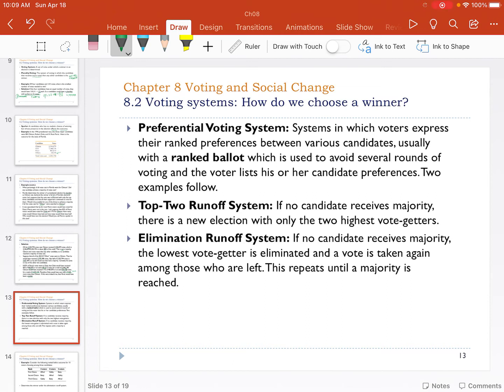So here's 2 examples that follow. There's the top 2 runoff system. If no candidate gets a majority, then there's a new election with only the 2 highest vote getters. This is only realistic when you have 3 or more candidates.